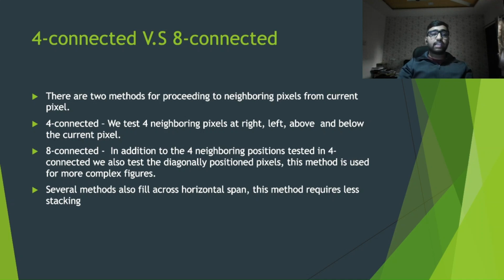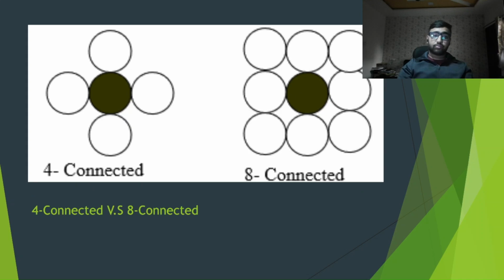So let's understand the 4 connected and 8 connected methods with a diagram example. So these are the diagrams for 4 connected and 8 connected methods. In 4 connected, the 4 neighboring pixels are tested, which are at the top, below, right and left. And in 8 connected, in addition to the 4 pixels of 4 connected, the diagonally positioned pixels, which are these 4 pixels, are also tested.